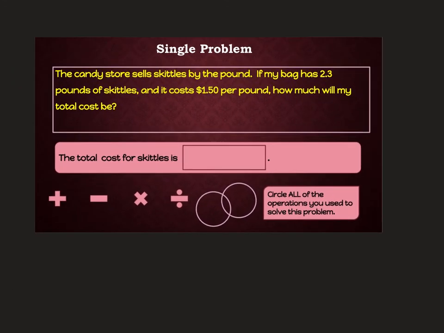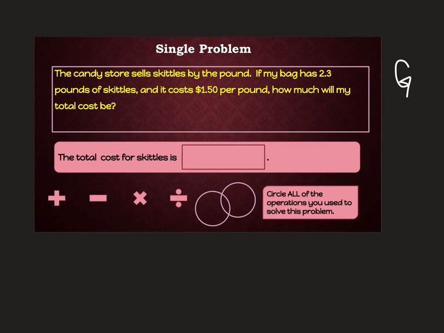So I use my get strategy again here. Groups, each, and total. And I just go with that same strategy I've been showing you so far through these slides. Do I have a total? Well, it's asking me how much my total will be, so I don't have a total, which means I will be multiplying.